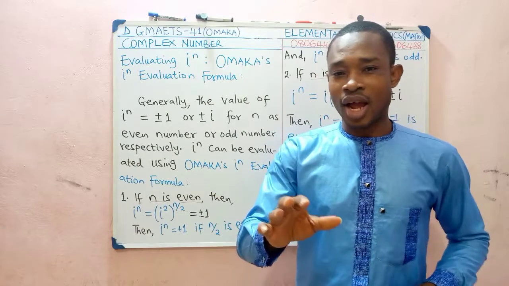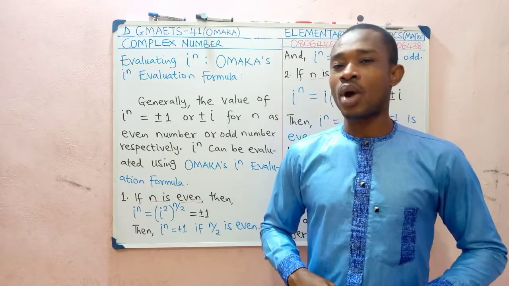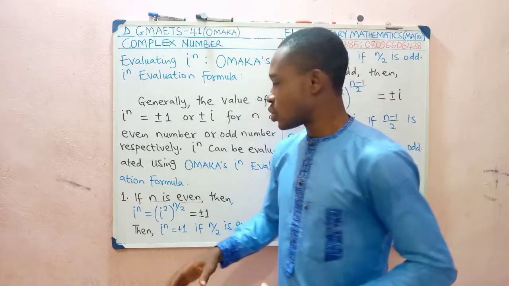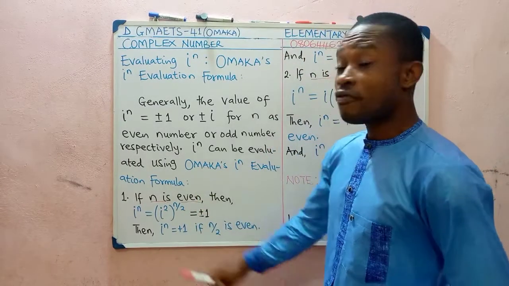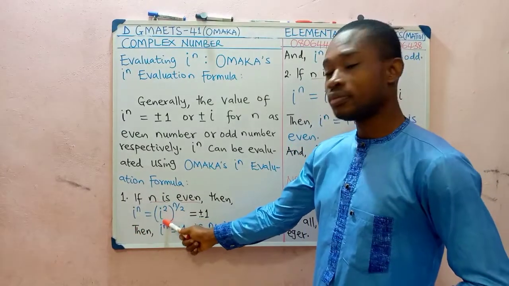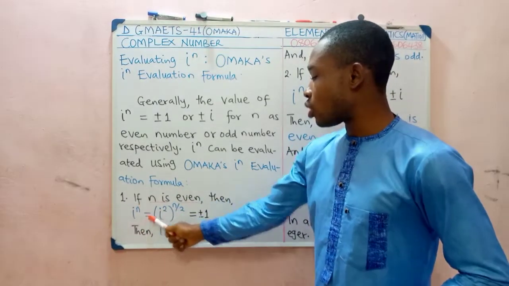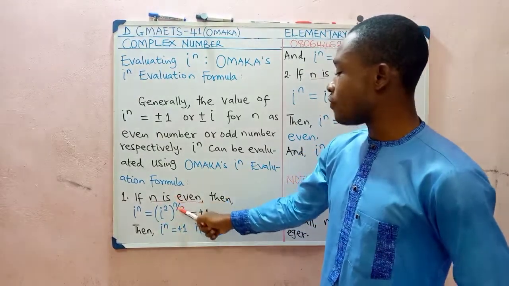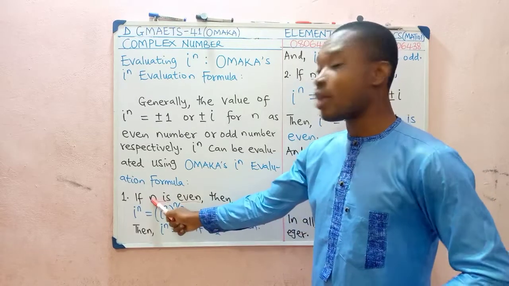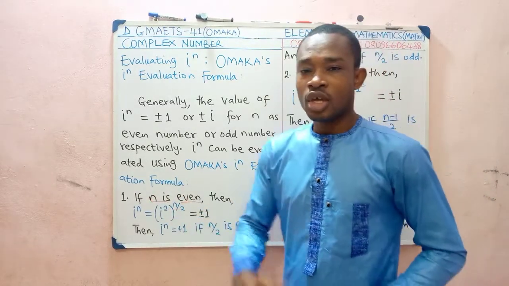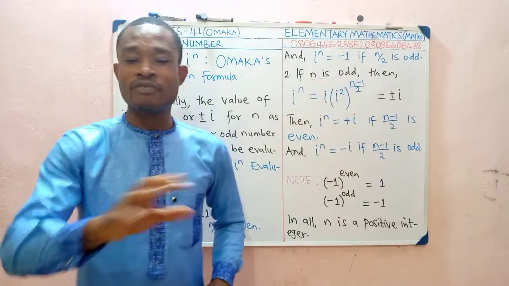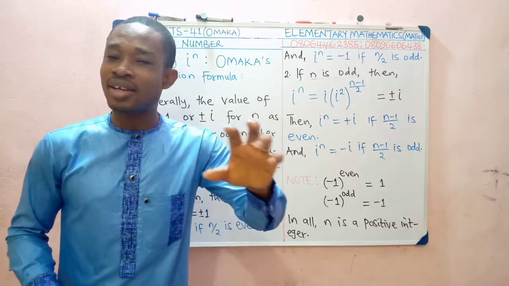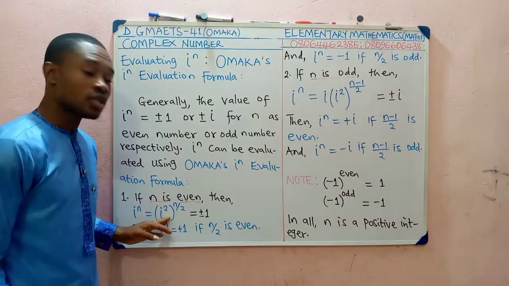Let us now look at the Marcus i raised to power n evaluation formula. Are we ready? The first one is this formula. i raised to power n is equal to i squared in bracket raised to power n over 2, on the condition that the power n is even. So once you are given a problem to evaluate i raised to any power and that power n is an even number, quickly use this formula.